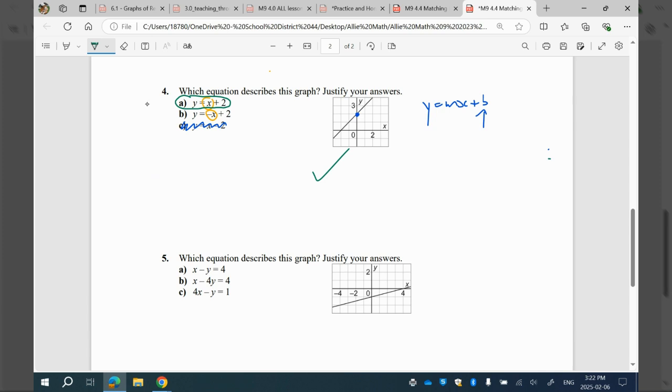We can choose any dot. Let's choose this dot right here and just confirm that it's true. That dot exists at 1, 3. So is it true that 3 equals 1 plus 2? Yes, that is true. So we know that we have the correct equation for the correct line.